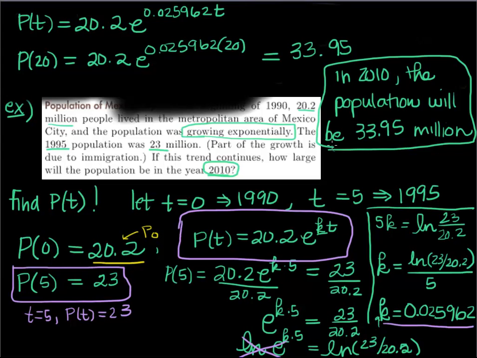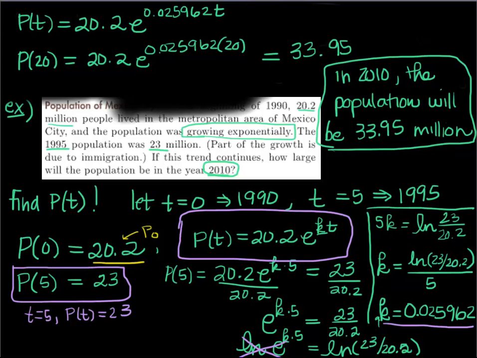I hope that makes sense. That's all over the place now that I'm looking at it. So again, what's the process here? If they give you 2 data points and they don't tell you what k is, you need to use those data points. The first one you'll use as your P sub 0, and then the second one you're going to use to find your k.